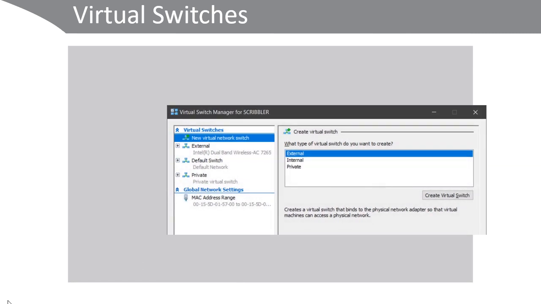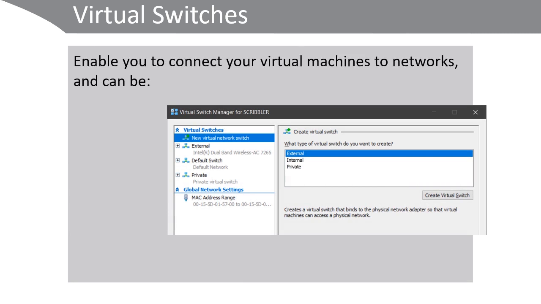Once you've enabled the Hyper-V feature, the next thing is to create virtual switches. These enable you to connect your machines to networks. They can be private, which means that only the virtual machines can communicate on that private virtual switch. Internal, which means the virtual machines and the local host can communicate on the virtual switch. Or external, which means that you can communicate with virtual machines on the interface, with the host on the interface, and with other hosts and their virtual machines connected to the same external interface.